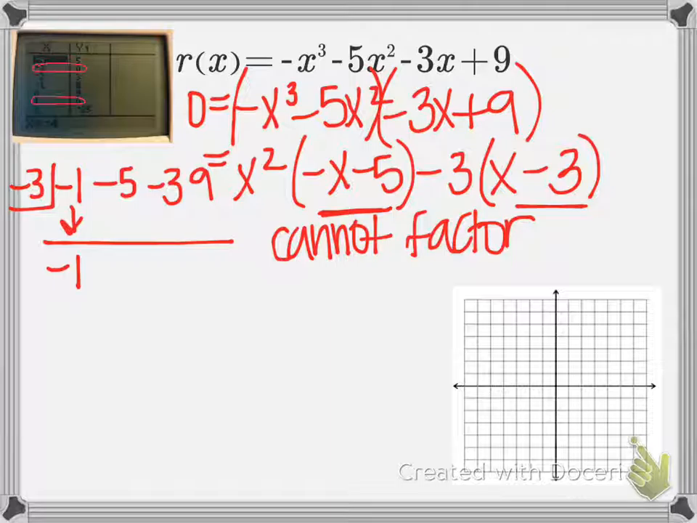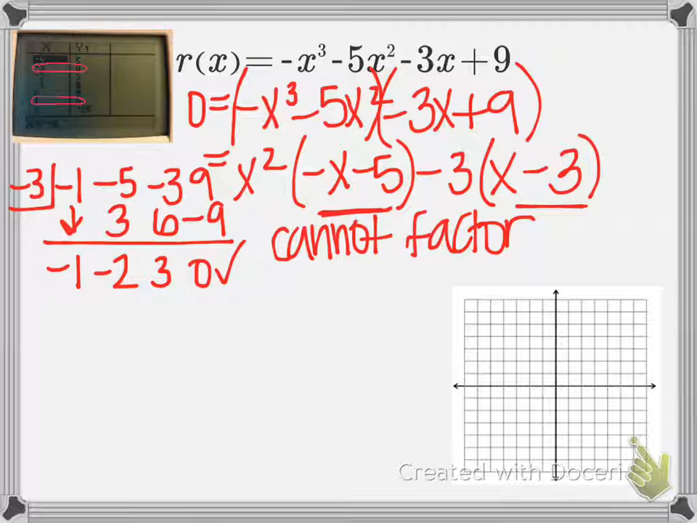So I drop down my -1, I multiply to get +3, I add down to get -2, I multiply to get positive 6, then I add down to get positive 3. When I multiply one last time, I get negative 9, and that does in fact get me my 0. Okay, so that's great news. So I've got one of my roots.